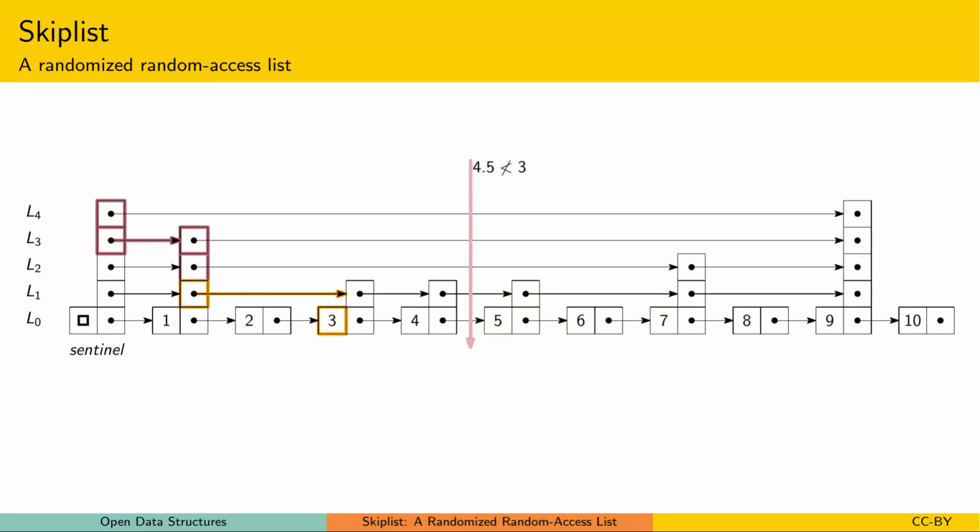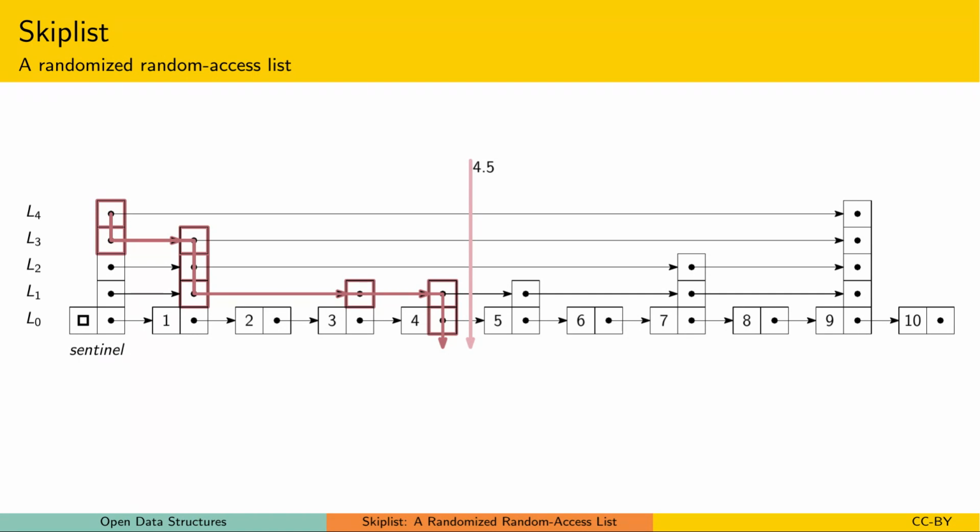Now the search path goes right to the node containing 3, again to the right to the node containing 4. Now, though, a step to the right would take us to 5, so we go down into L0. Even in L0, a step to the right would take us to 5. So the search path ends here at the node containing 4 in list L0. This gives us a search path that takes 8 steps and visits 8 nodes, so we say this search path has length 8.